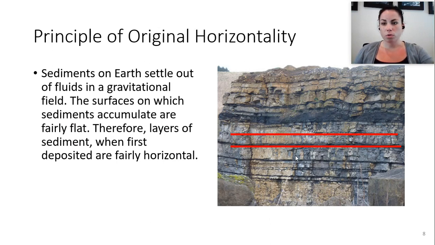Next is the principle of original horizontality. Sediments on Earth settle out of fluids in a gravitational field. So surfaces on which the sediments occur tend to form in a flat layer. And when we talk about horizontality, we talk about how layers that are deposited first are generally older than the deposits above them, but they're always deposited in a horizontal way, just because we have gravity that causes sediments to fall out and want to deposit in an even layer.